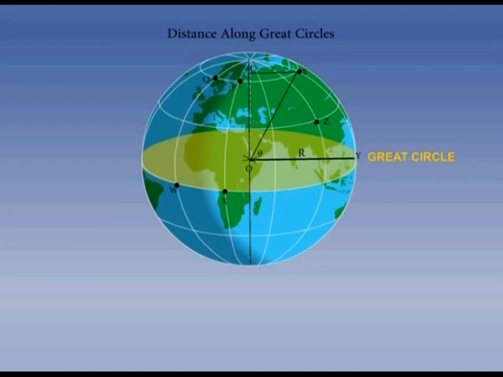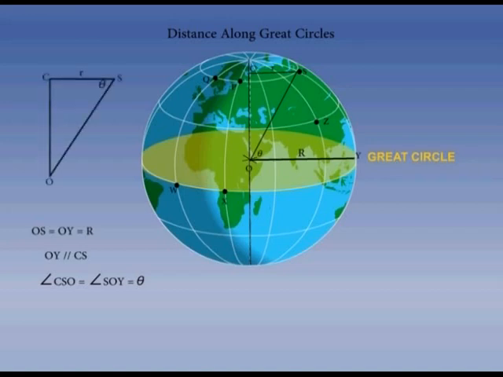From this figure, OS is equal to OY and is the radius of the Earth, and OY is parallel to CS. Therefore, angle CSO and angle SOY are alternate and are equal to angle theta. From the right angle triangle OCS, cos theta is equal to CS over OS and is equal to small r over capital R. And therefore, small r is equal to capital R times cos theta. The radius small r of a small circle is equal to the radius of the Earth times the cosine of its latitude.